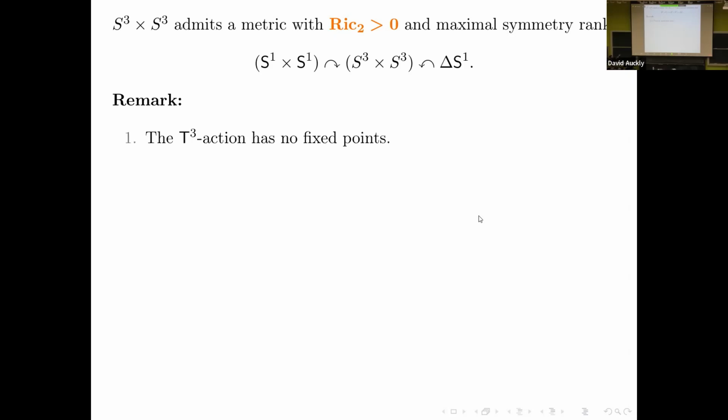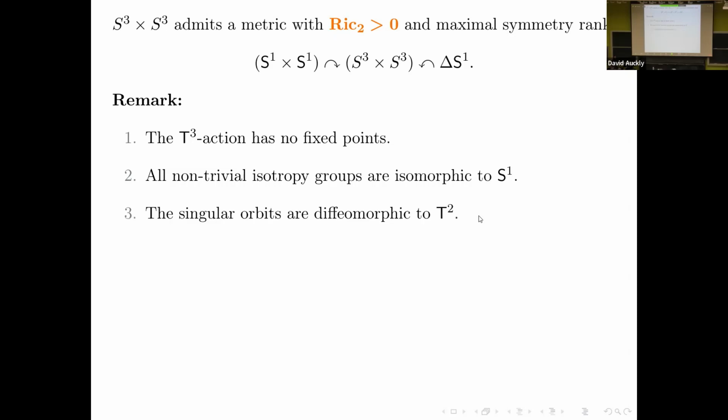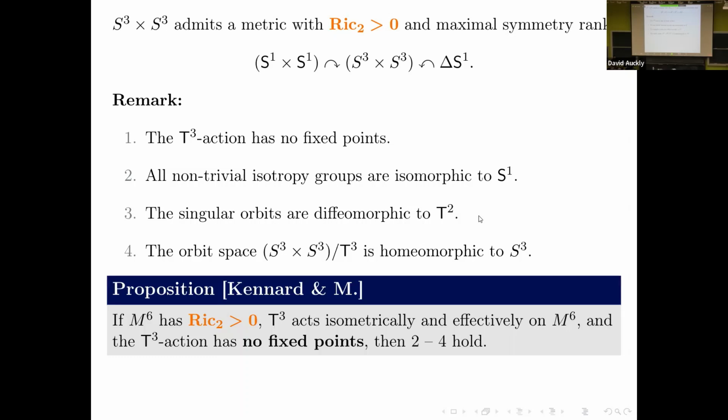So some things to note about this action is that it has no fixed points. All the non-trivial isotropy groups are circles. The singular orbits are diffeomorphic to tori. And the orbit space is homeomorphic to a 3-sphere. And what we managed to show is that if you have, in general, a 6-manifold with Ricci 2 positive, and you have T3 symmetry like we have here, if it has no fixed points, which is the remaining case in dimension 6, then 2 through 4 hold. What's missing is any sort of control on how many singular orbits you can have. In positive curvature or non-negative curvature, we could use Alexandrov geometry to control how many singular orbits there are. Here, we don't have any sort of tool, right?